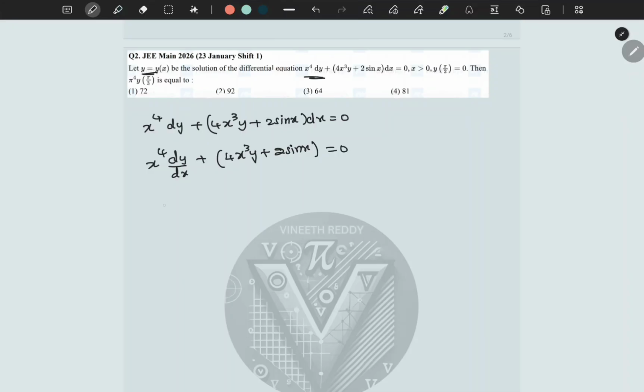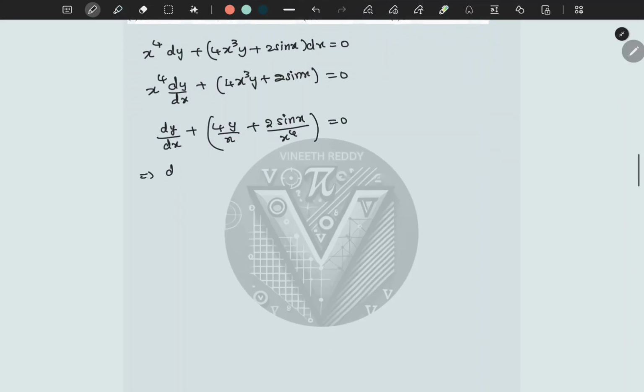Now divide with x power 4 on both sides. We get dy by dx plus 4y by x plus 2 sin x divided by x power 4 equals 0. Now this should be of the form dy by dx plus p into y equals q. So p is 4 by x, and q is minus 2 sin x divided by x power 4.